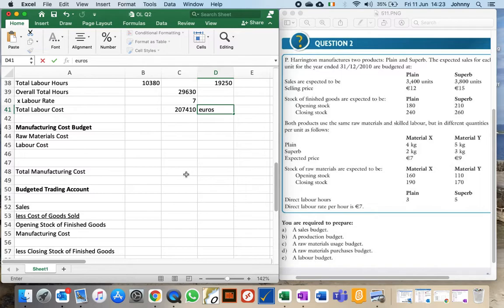And then that number, if you're asked to do a budgeted trading account, that number, manufacturing cost, would go into my trading account instead of purchases, because I'm not buying goods, I'm making goods. Just so you understand the theory.